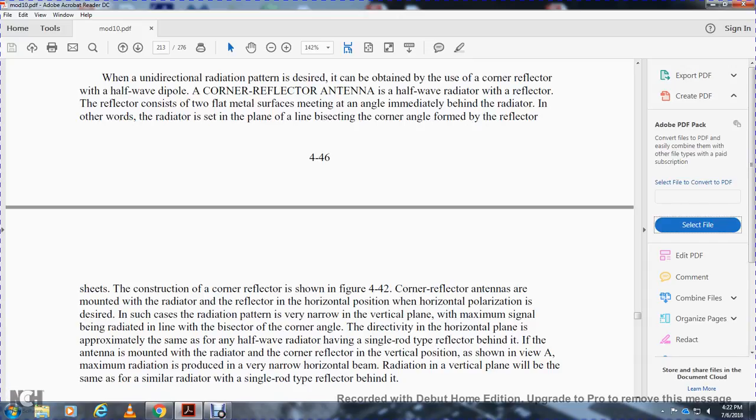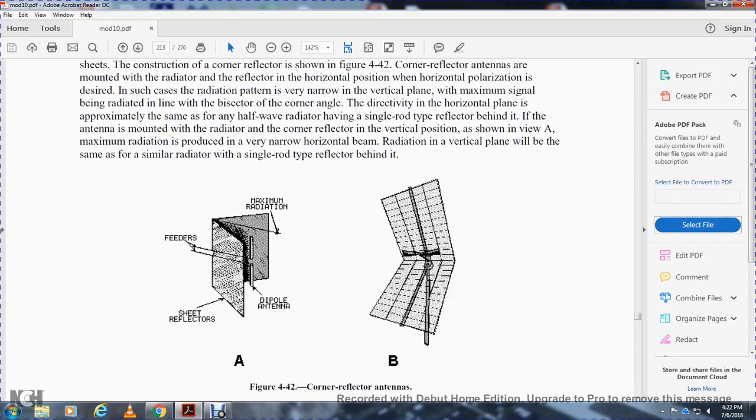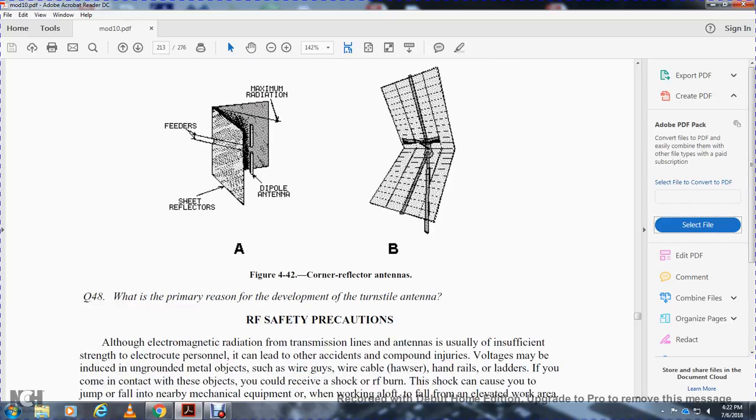The directivity in the horizontal plane is approximately the same as with any half-wave radiator having a single rod-type reflector behind it. If the antenna is mounted with the radiator in the vertical position, as shown in view A, the maximum radiation produces a very narrow horizontal beam, and the vertical plane will be the same as a similar radiator with a single rod-type reflector behind it. Maximum radiation: dipole antennas, repeaters, sheet reflectors, and corner reflector antennas.